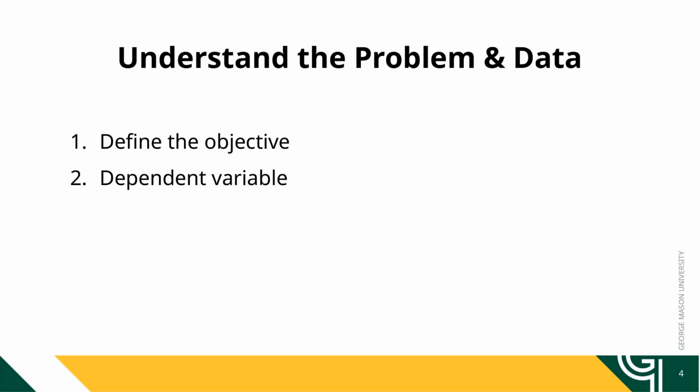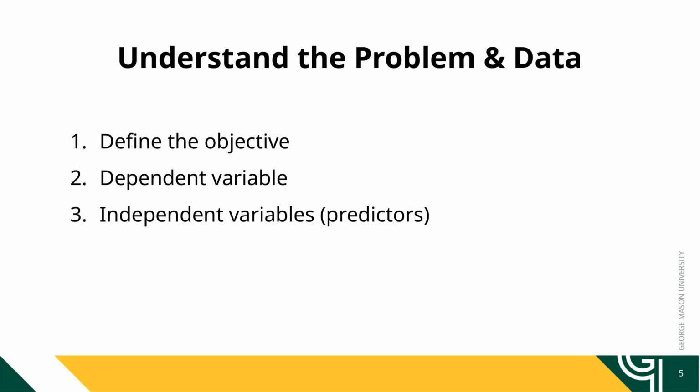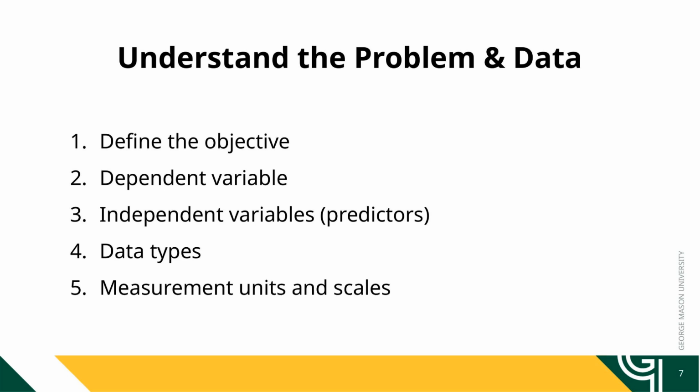Dependent variable. This is the outcome you're trying to predict, like disease risk or test scores. Independent variables, predictors. These are the features that influence the outcome. This could include demographic data, behavioral data, environmental factors, etc. Data types. Ensure you identify the nature of your variables, numerical, categorical, ordinal, etc., as this will impact your model choice. Linear regression is designed for numerical outcomes, but for binary or categorical outcomes, you might need logistic regression or multinomial models.